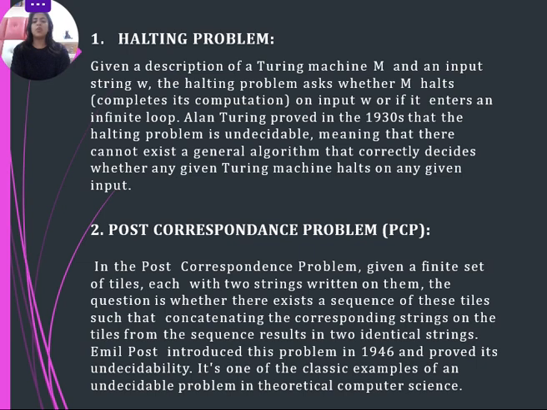The next one is the Post Correspondence Problem, PCP. In the Post Correspondence Problem, given a finite set of tiles, each with two strings written on them, the question is whether there exists a sequence of these tiles such that concatenating the corresponding strings on the tiles from the sequence results in two identical strings. Emil Post introduced this problem in 1946 and proved its undecidability. It's one of the classic examples of an undecidable problem in theoretical computer science.